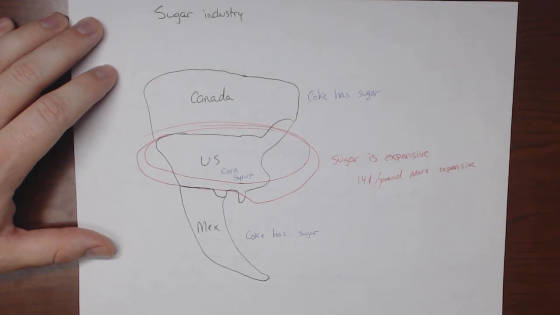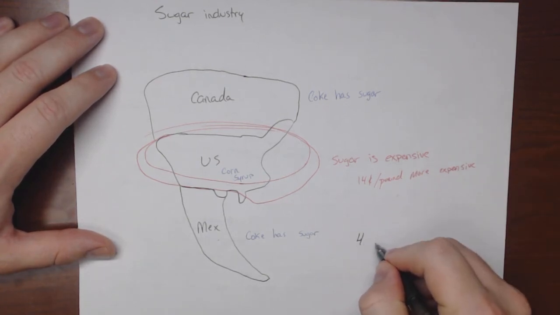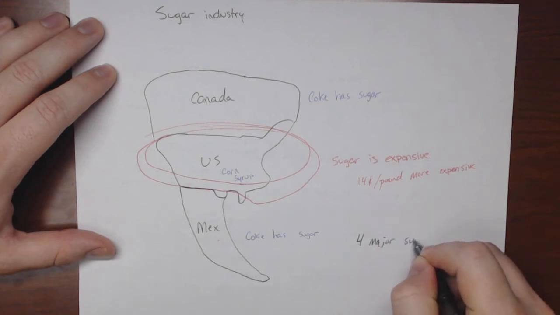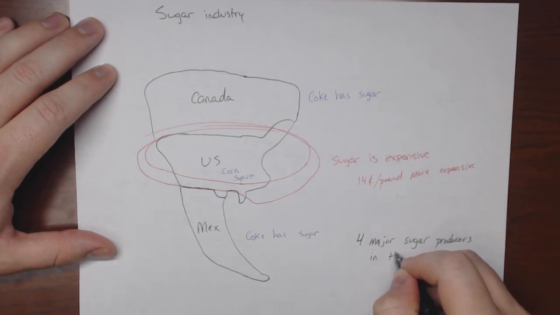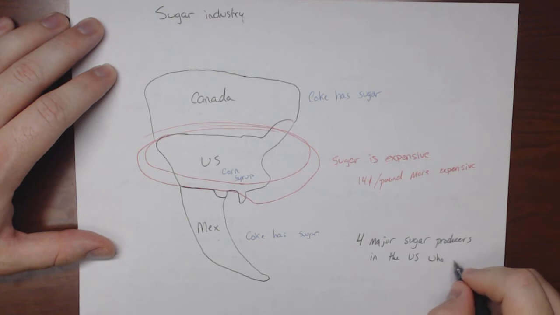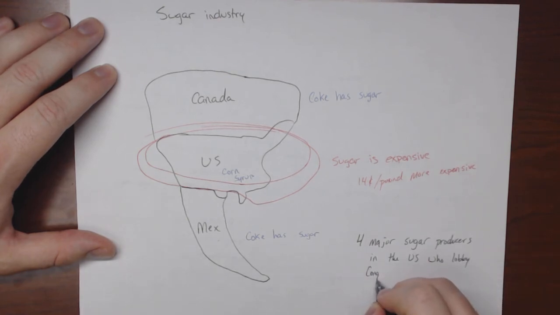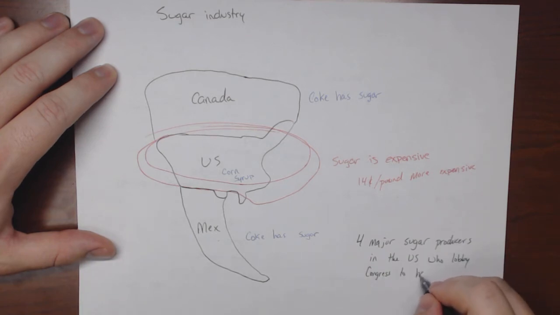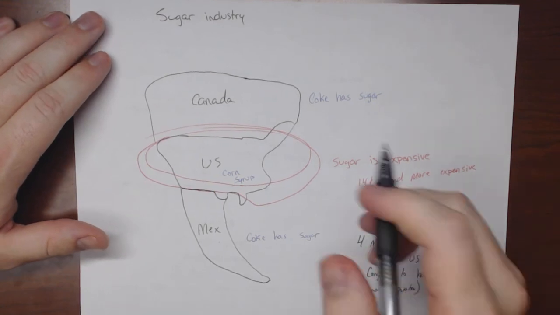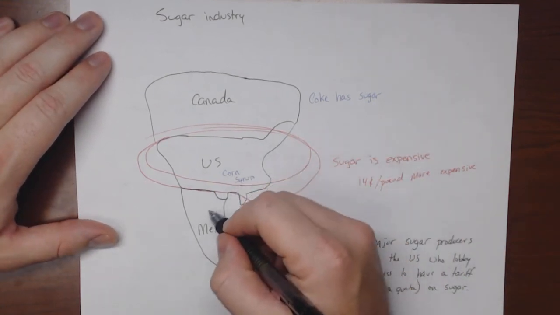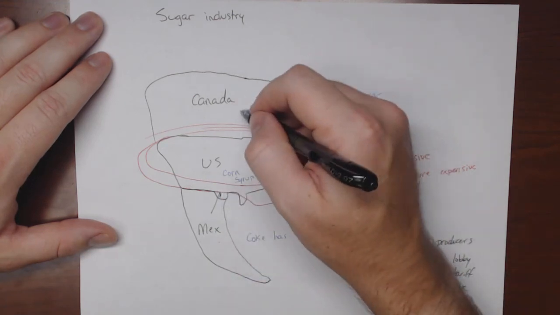Okay, well, the idea is that there are basically 4 major sugar producers in the US who lobby Congress to have a tariff and a quota, which we'll talk about in a future video, on sugar. Okay, and in doing so, only a certain amount of sugar is allowed to flow from Mexico to the U.S., and only a certain amount is to flow.